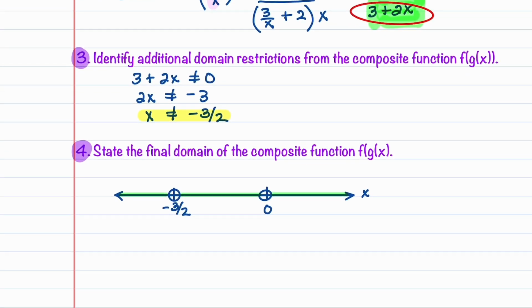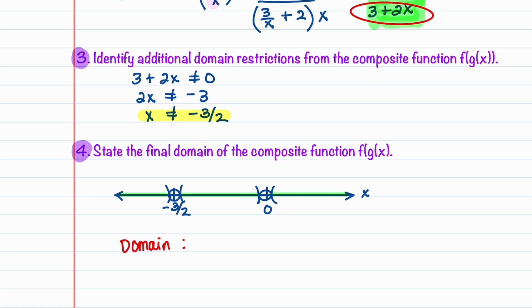Let's now state our domain. Our domain is going to look like this. Whenever we have an open circle for a number that's not included, we're going to put a parenthesis. So let's go ahead and mark some parentheses like this, and that will help us.